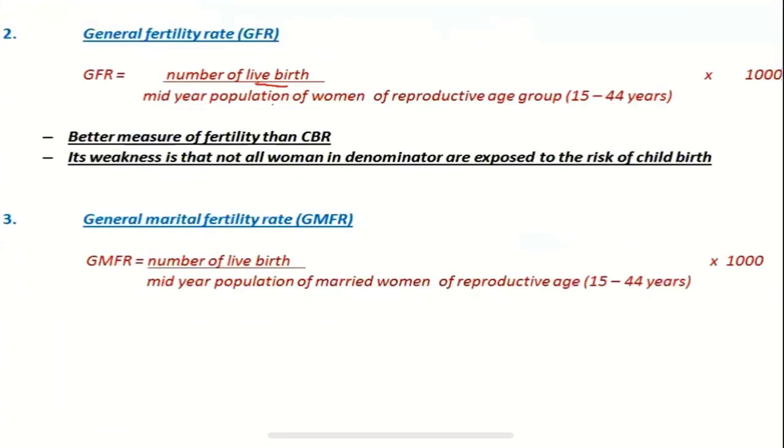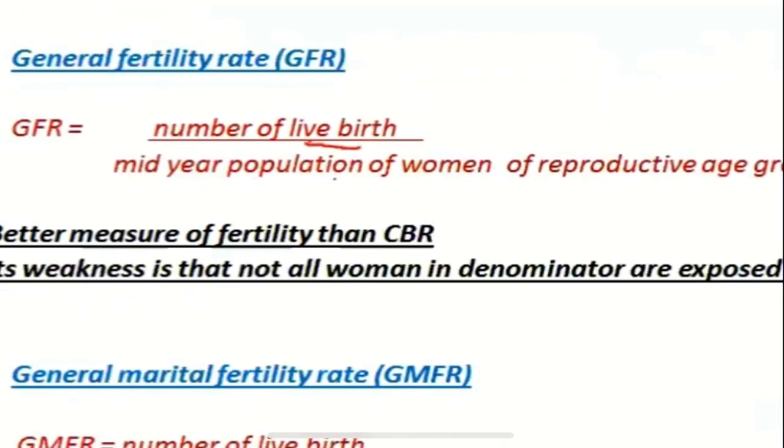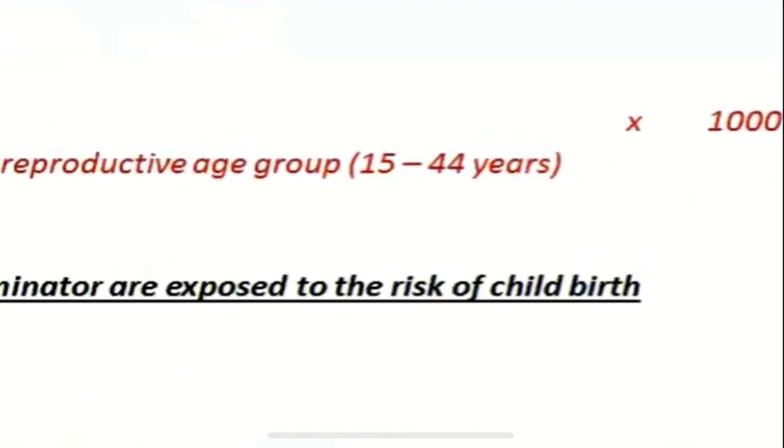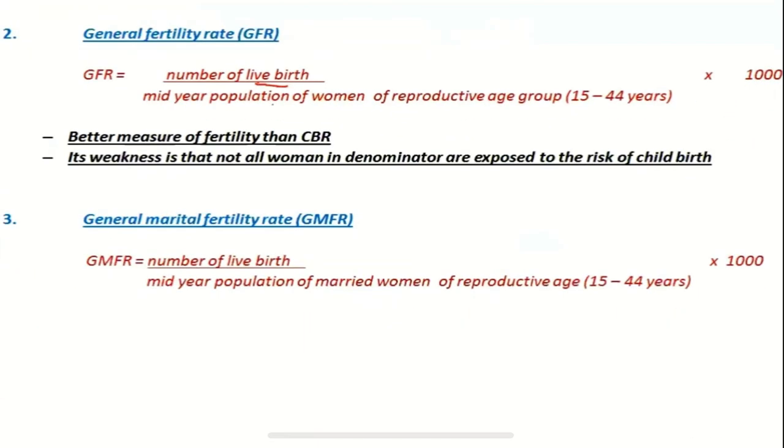Now we see the general fertility rate. It is the number of live births per 1000 women in the reproductive age group of 15 to 44 or 49 years in the given year. In the general fertility rate, we take the number of live births in a particular area during that year, divided by the mid-year female population of the reproductive age group in that same area in that same year, multiplied by 1000. That is the general fertility rate.